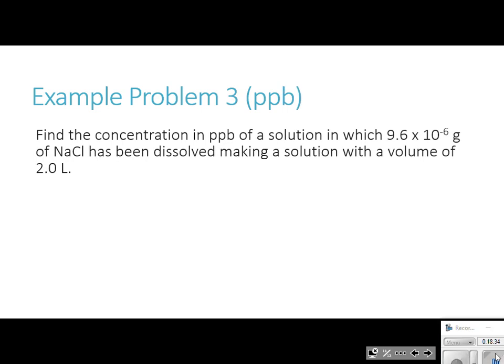Here's a part per billion. Go ahead and copy that down. And notice that our values for our solute are getting very, very, very small. Now, once again, the amount of solute, 9.6 times 10 to the negative 6. Now, here's a point. Do we have grams per milliliter? I do not. So what do I need to do? I need to convert my liters to milliliters.